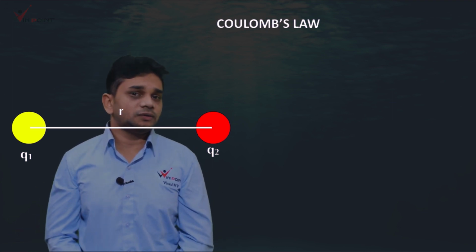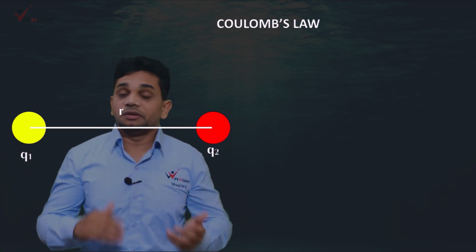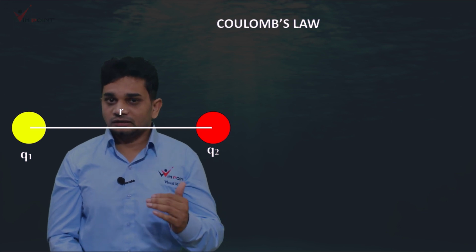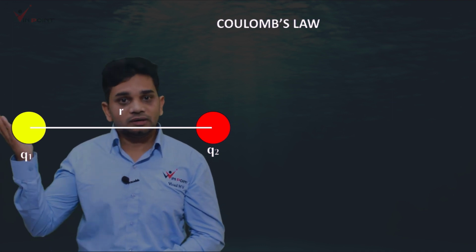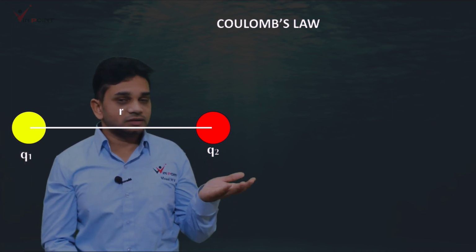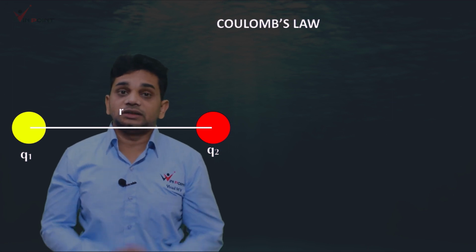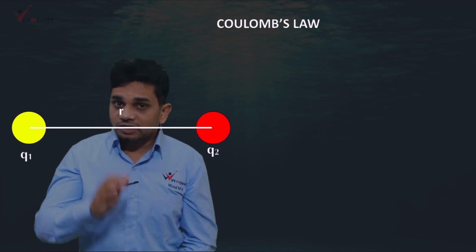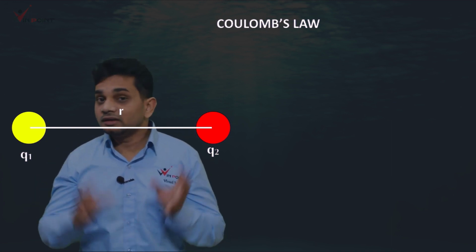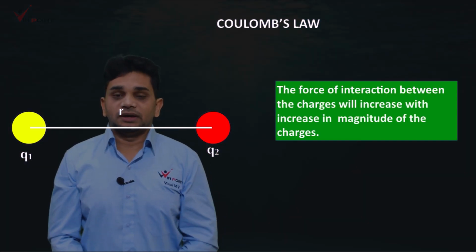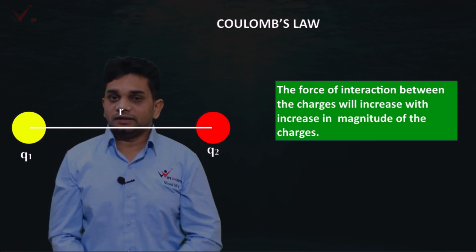So how can we increase the force of interaction? Increase the magnitude of the charge. If we are increasing the magnitude of the charge, the force will be more. So one of the factors affecting the interactive force is the magnitude of the charge, the magnitude of both charges. If we are increasing Q1, there will be an increase in force of interaction. If you are increasing Q2, there will be an increase in force of interaction. If you are increasing both charges, there will be an increase in force of interaction. So this force of interaction depends on both charges, and we need to consider two charges together. Force is proportional to the magnitude of the charges. The force of interaction between the charges will increase with increasing magnitude of the charges. This is the first factor which is affecting the force.